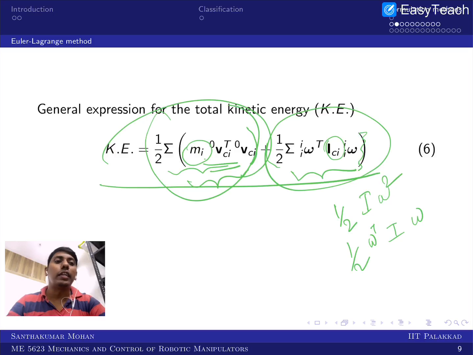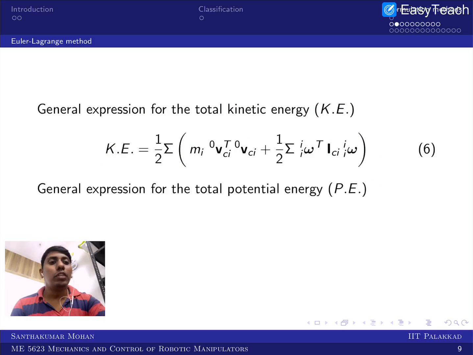So the total kinetic energy of the system would be the sum of the individual kinetic energies. Okay, so that's what this i goes from 1 to n, where n is the number of bodies. Similarly, you can go with the potential energy.